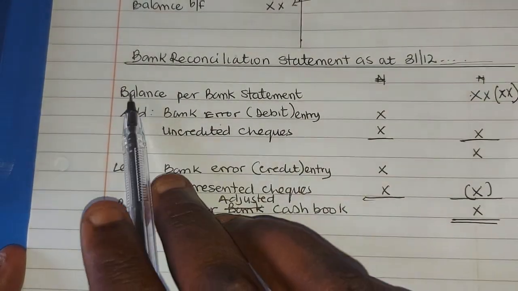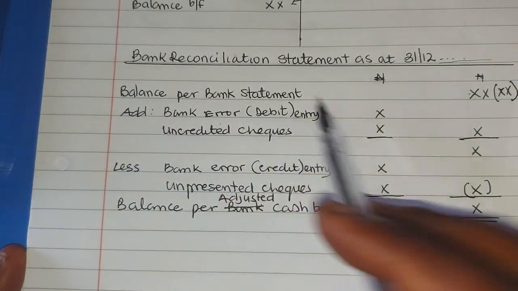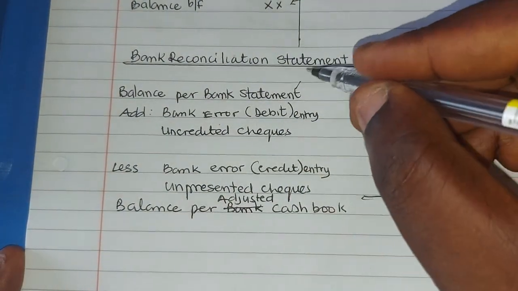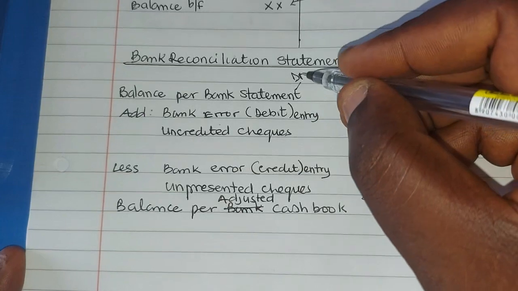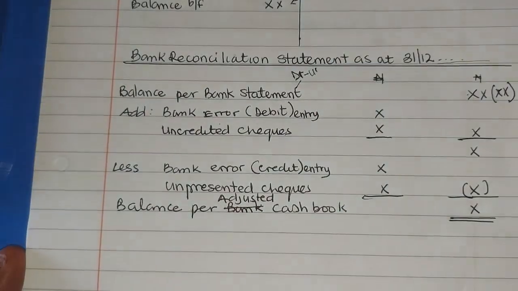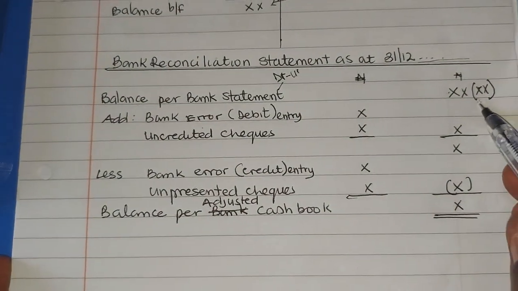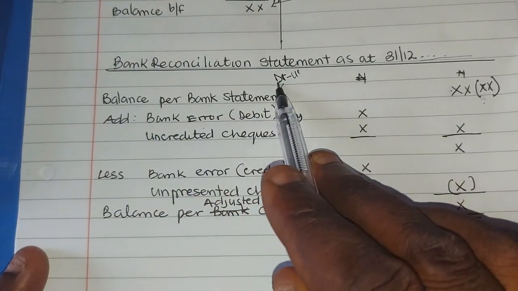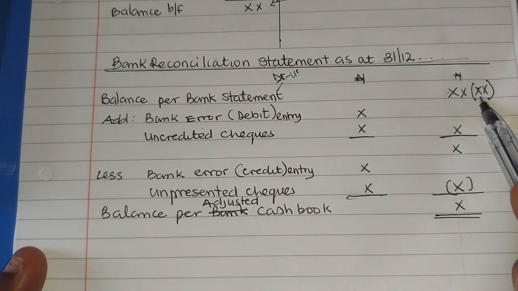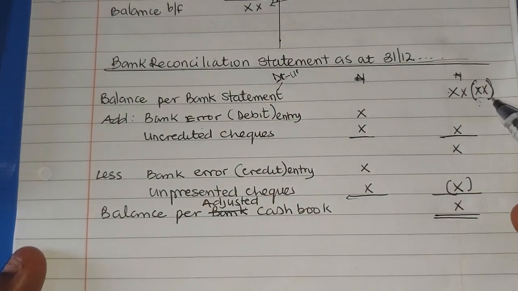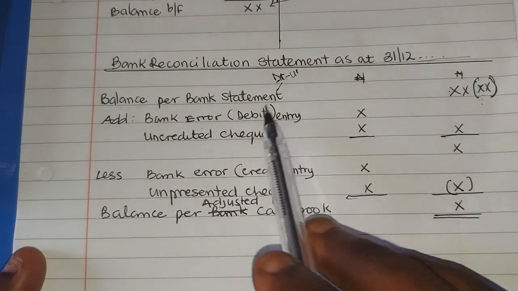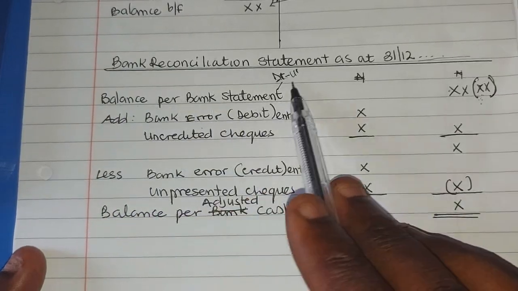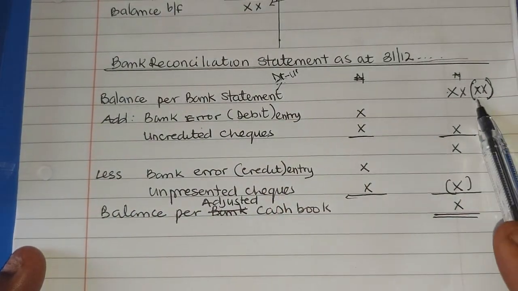Are you with me? So when we say balance as per bank statement, if the bank statement shows a debit balance, that is unfavorable. So this will be negative. Take note of that. I will repeat. If the bank statement balance is a debit balance, it is unfavorable. You put this in brackets. Okay, I'll repeat once more. If the bank statement balance is debit, this will be in brackets.